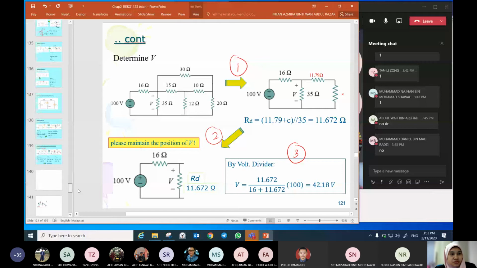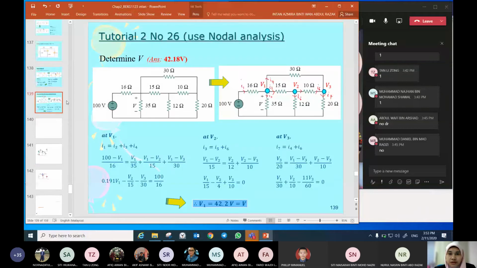If you want to use nodal, just do like this. So up to you. You can decide by yourself if the question did not specify any certain method. Actually, if you learn mesh analysis, you can solve this question by using mesh analysis, but it will be more complex. So, up to you.